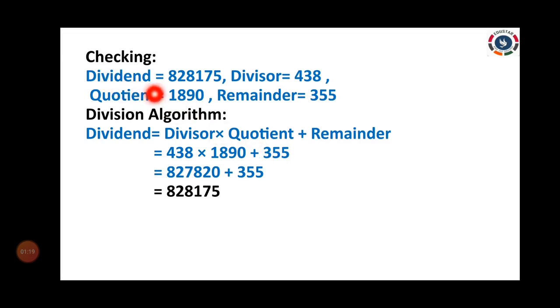Checking. Dividend equal to 8,28,175. Divisor equal to 438. Quotient equal to 1,890. And remainder equal to 355. Division algorithm, dividend equal to divisor into quotient plus remainder, equal to divisor 438 into quotient 1890 plus remainder 355. So multiply the values, then add with the remainder, then finally we get 8,28,175. So we are getting the dividend as the answer. So our answer is correct.